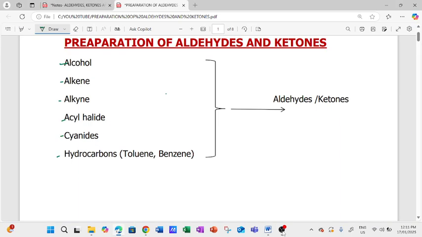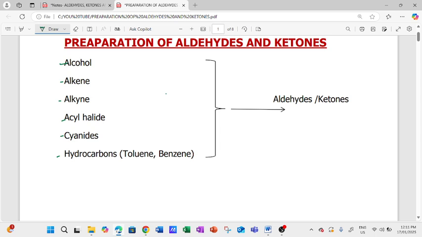Hi friends, today let's see how we can prepare aldehydes and ketones from different functional groups like alcohols, alkenes, alkynes, acyl halides, cyanides and also from hydrocarbons. This is one of the important topics in your lesson on aldehydes, ketones and carboxylic acids for your board exam. It can come as complete the reactions or conversions.